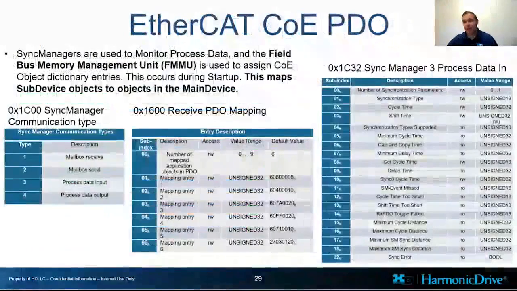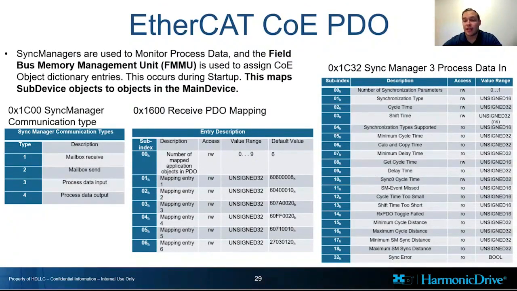So the next topic I'm going to be talking about is the process data object, also known as PDOs. What makes this special is, in CANopen, you would typically have 4 transmit process data objects and 4 receive process data objects. This may be manufacturer specific, but typically you have these multiple objects that contain various addresses of subdevices that are mapped to them, if they are process data object mappable.